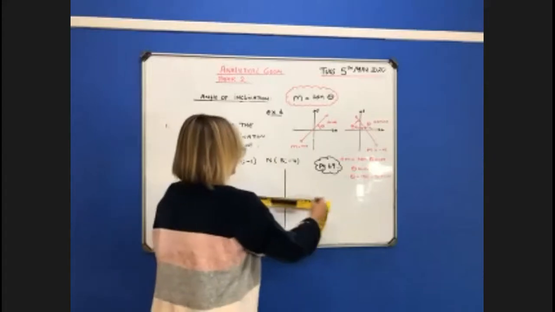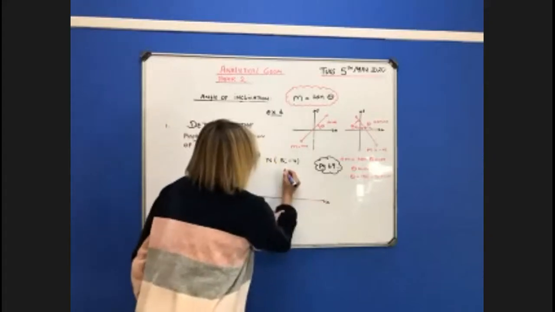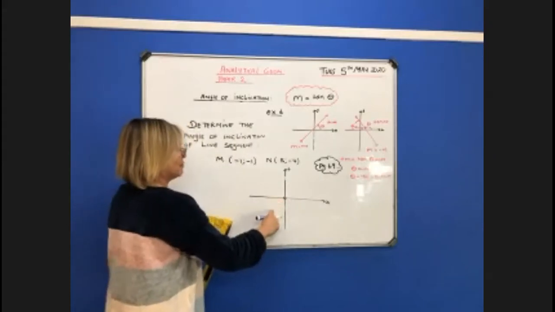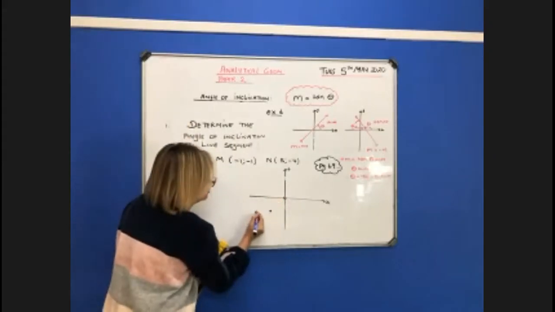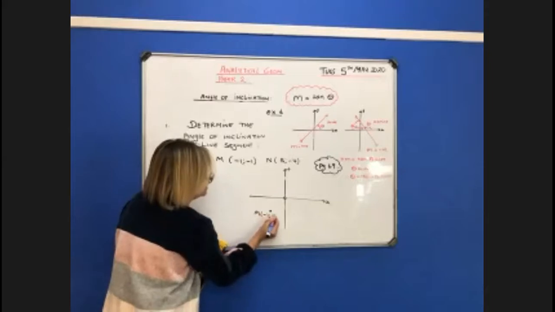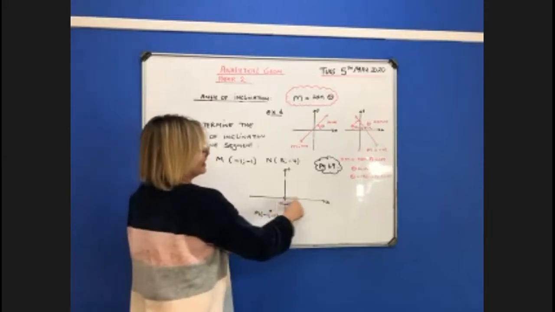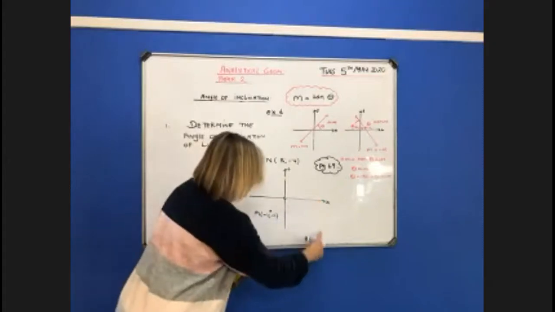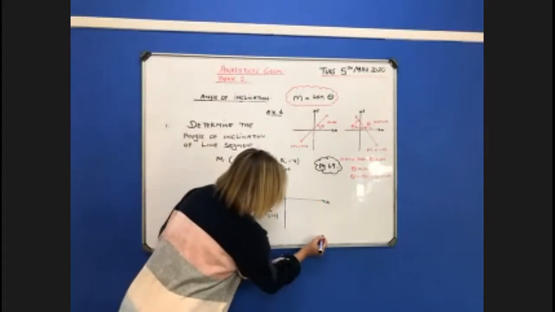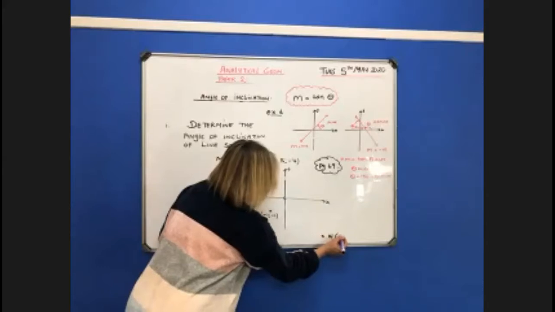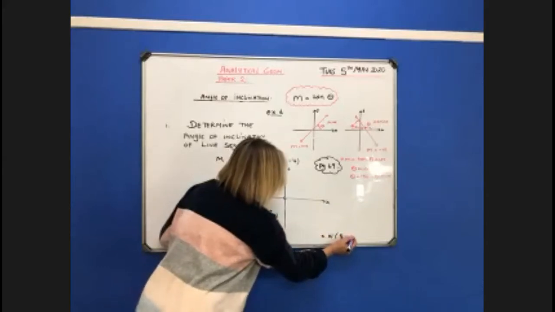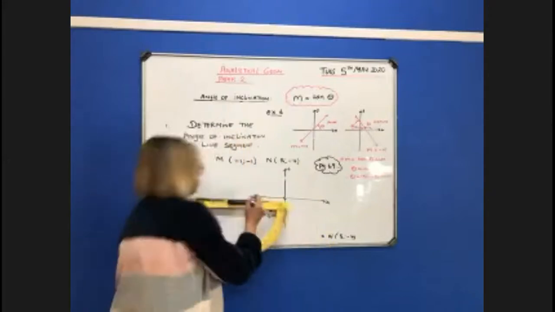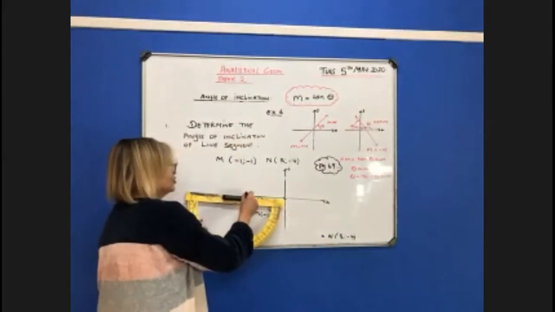Just for interest, if I plot those two coordinates very roughly, x being -1, y being -1, so M would be approximately there, and N, x is 5 and y is -4, which would be down there somewhere. If I join those two dots, I must also extend that line to my x-axis.